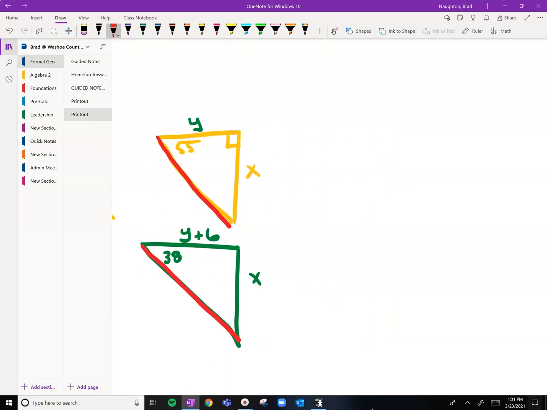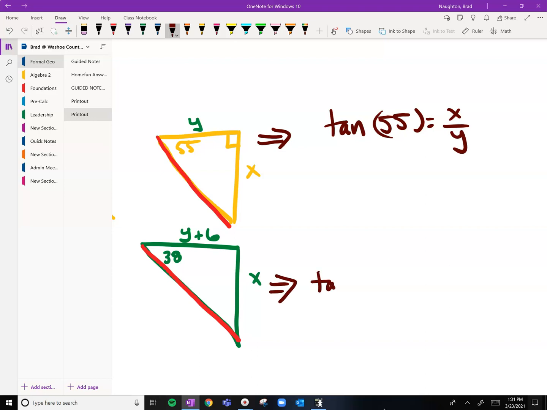Alrighty, so we're solving for X. Well, notice that this is my hypo and this is my hypo, and we haven't used our hypo. You don't use it a lot in these types of triangles. It's all about tangent. So for this first one, we're going to say tangent of 55 is going to be opposite over adjacent. And then this one right here is going to be tangent of 38, opposite over adjacent.